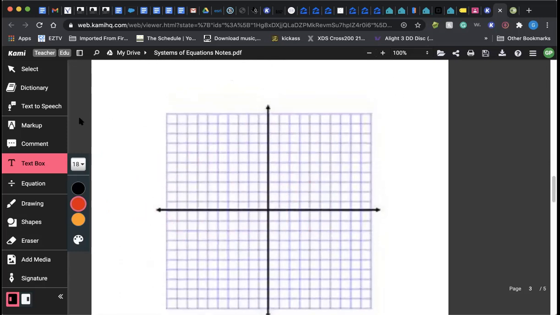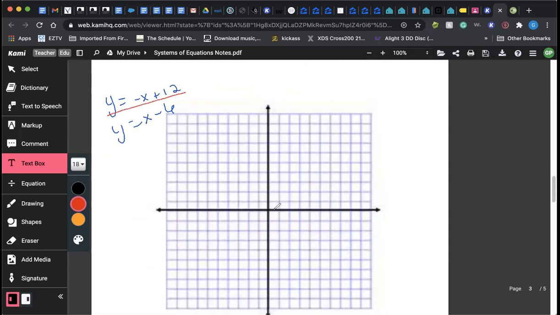So y equals negative x plus 12, and y equals x minus 6. Those are my two equations. So I'm going to graph them. I'm going to graph this first one first. I'm actually going to make this one red. So we'll underline it in red so that you know.